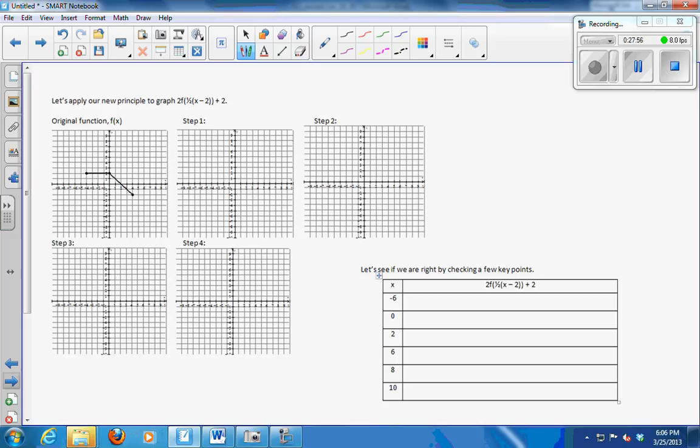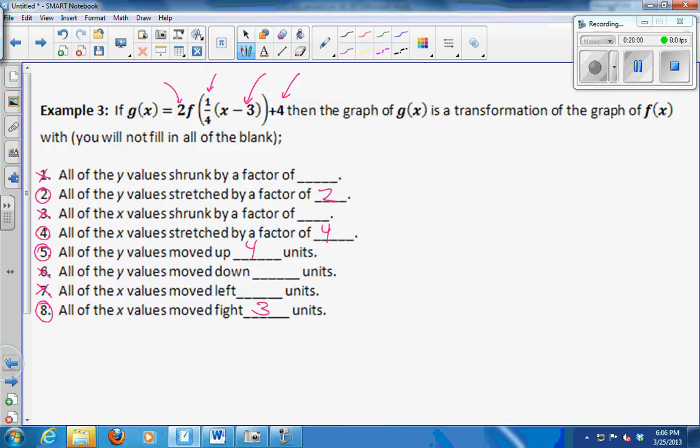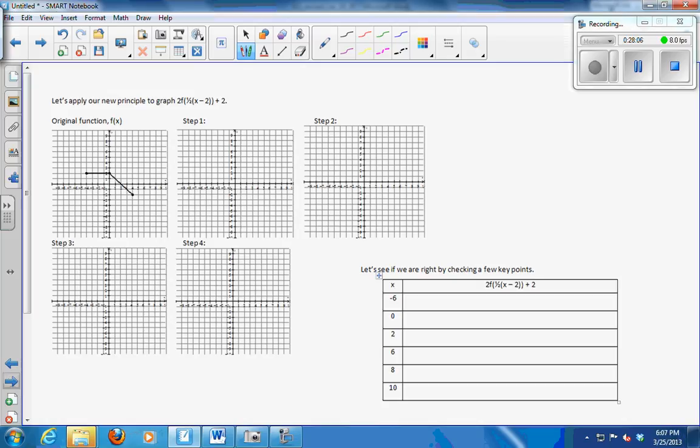So I want you to work in your groups. I've given you the original graph. We now know how to express the transformations using English, right? Now I want you to actually do them. Draw the graph. So just make sure you do stretches and shrinks before you do shifts, and you'll be good.